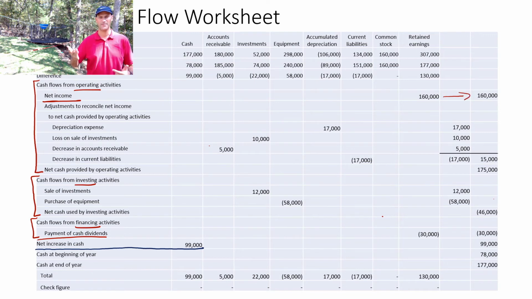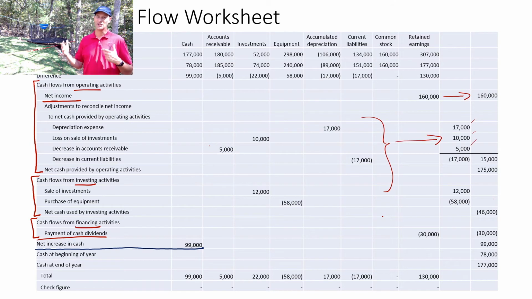So we'll start with net income of $160,000, and then we have adjustments to reconcile net income to cash provided by operating activities. We start with our depreciation expense. Again, we are adding that back because that is a non-cash expense that's sitting on the income statement. So if we want to go from net income to cash, we have to add back depreciation because that's not cash. So we're adding back $17,000.